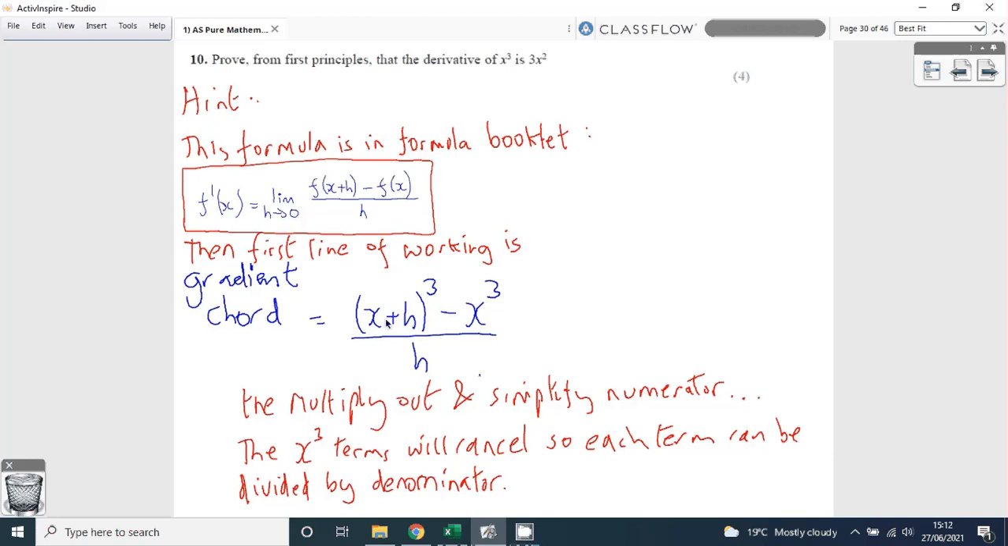So from then onwards, it's just algebra. Multiply out that bracket by itself, take away x cubed. You'll find then that the x cubed terms disappear. So all the terms in the numerator have got an h in them. And then when you divide through by h, it will eliminate some of the h's, and then you take it from there.